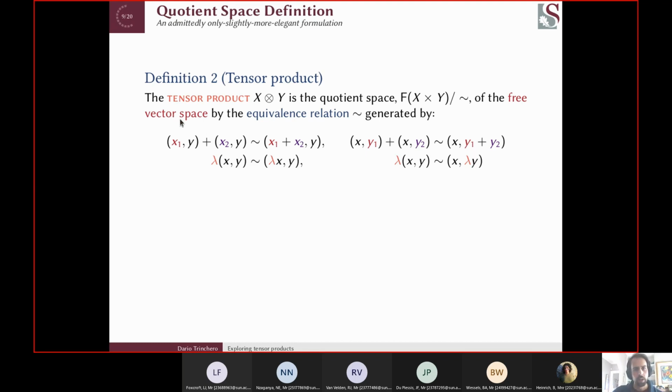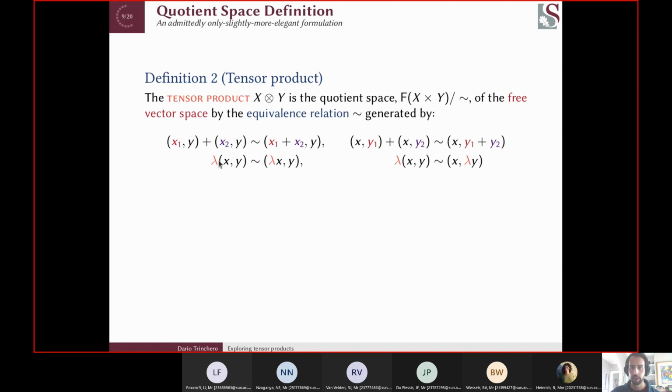Okay, cool. So take the equivalence relation generated by this mess. What is this mess? Well, you see what's happening here is that this lets us associate things that we want to be equal in the tensor product. So what we're saying is, in the tensor product, if we have a pair of vectors x1, y, and a pair of vectors x2, y, and we add them together, we want that formal linear expansion in the free vector space to be associated with the single pair of vectors x1 plus x2 comma y. In other words, we want our formal linear expansions of pairs to be linear in the first argument.